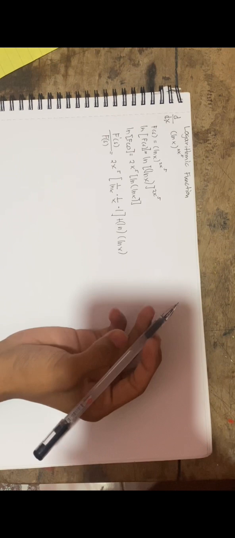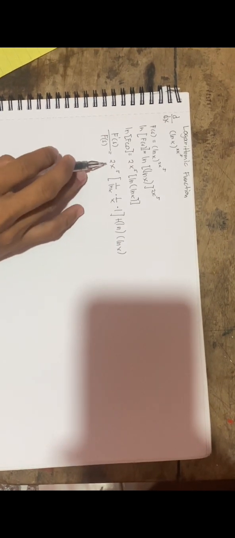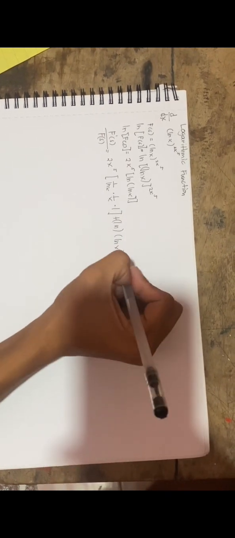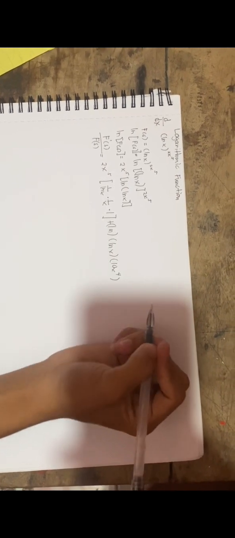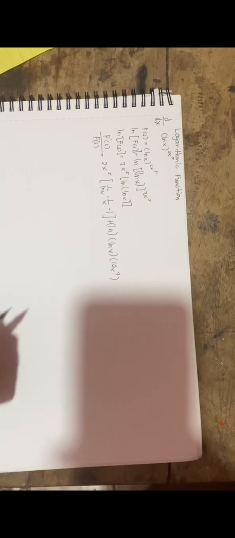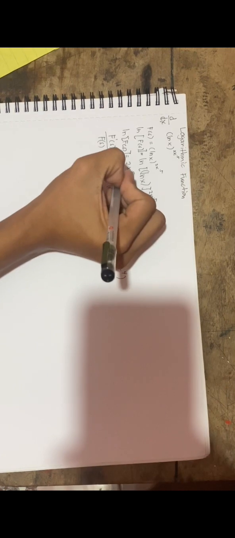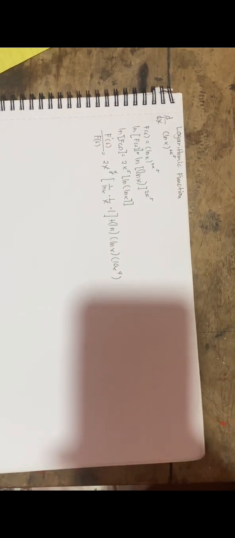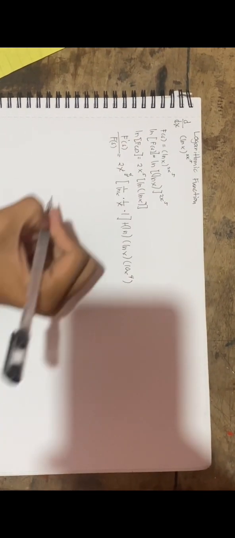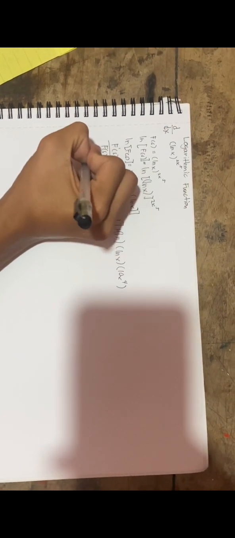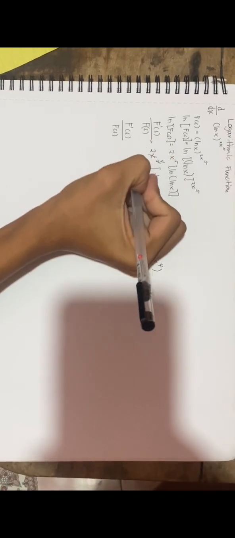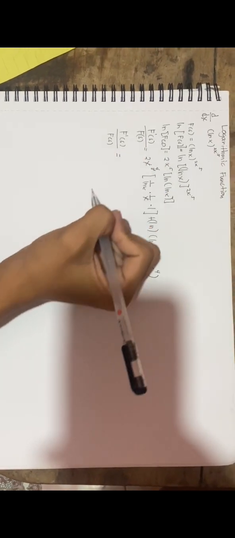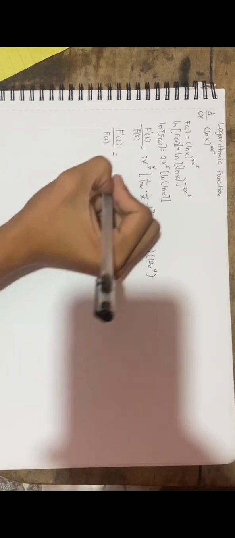Then let us also derive the 2x raised to 5 to get 10x raised to 4. Let us cancel out the x and x. This will be 2x raised to 4. And again, write down f prime of x over f of x. Then let us simplify.